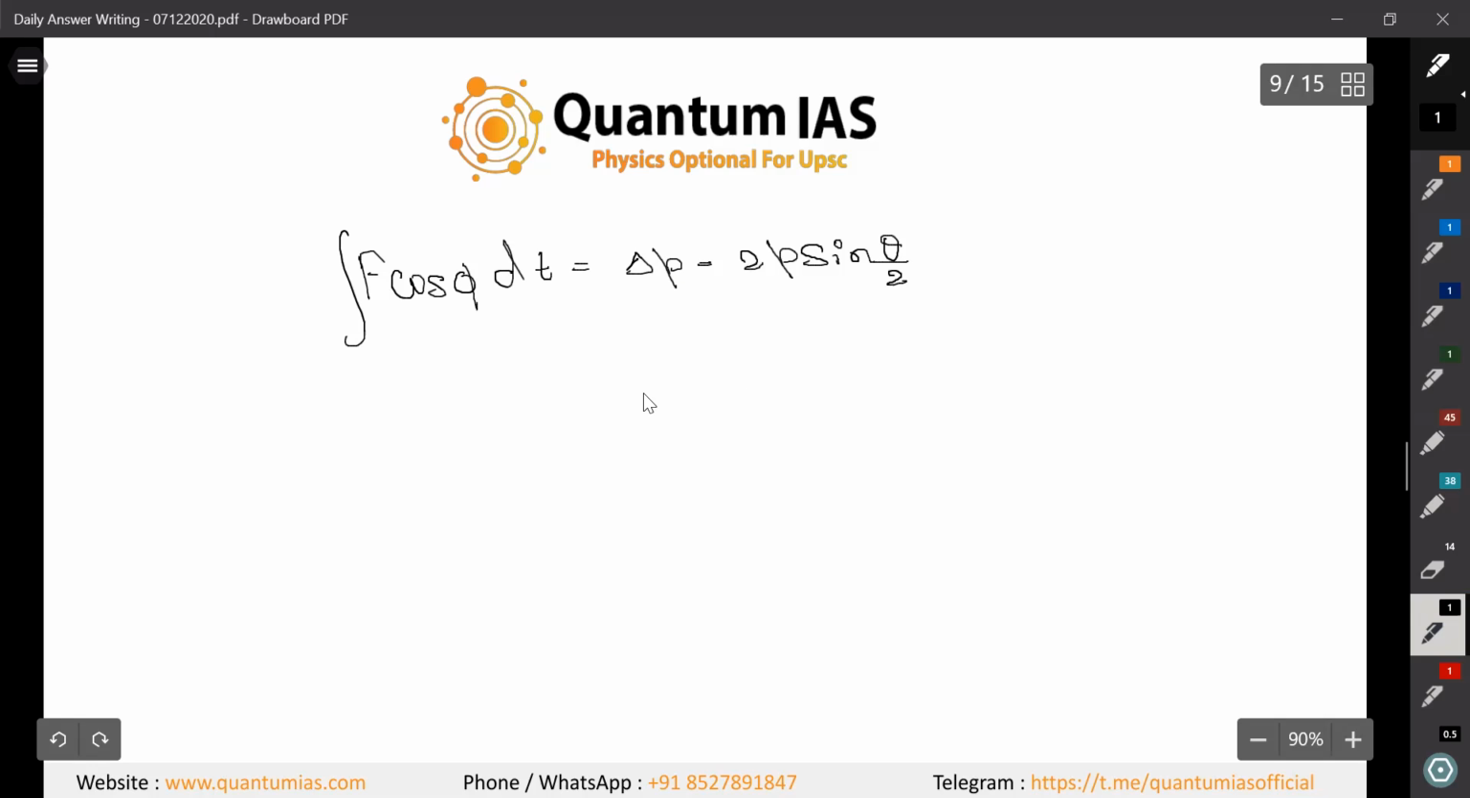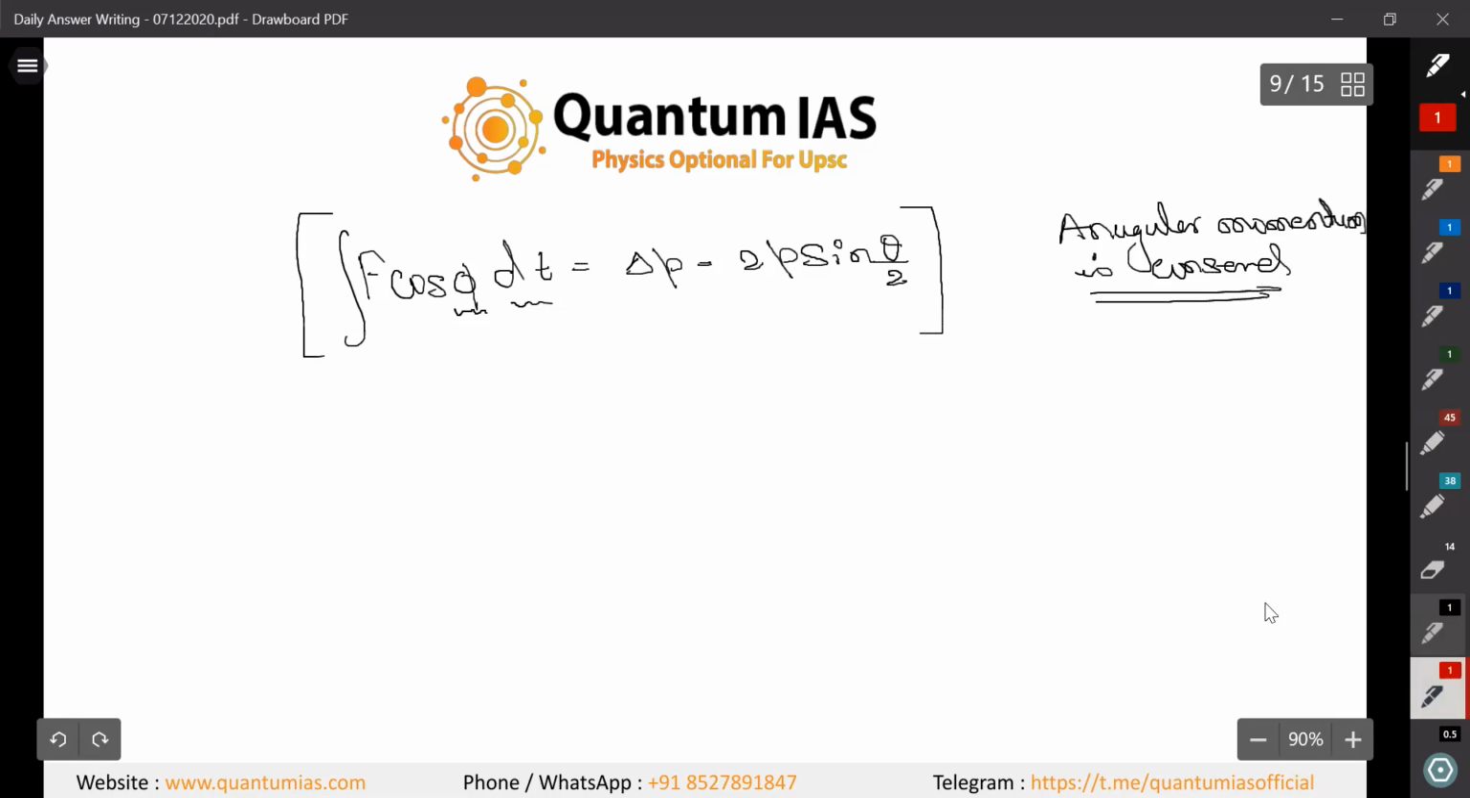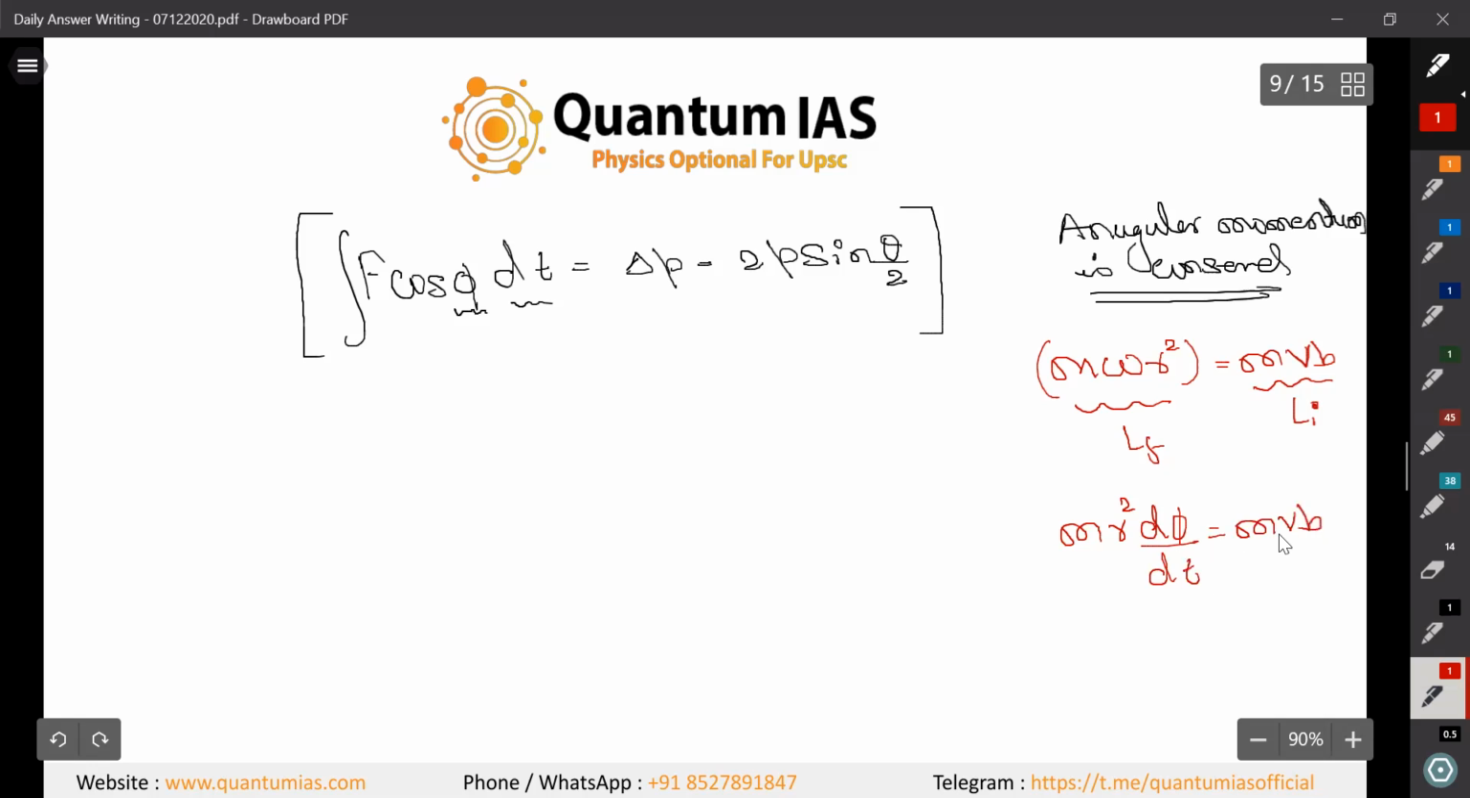Now here it is phi and here it is theta, so we need a relation between phi and theta. So now comes the part of angular momentum. We know that angular momentum is conserved. So we can write m omega r squared is equal to mvb. This was the initial angular momentum, and this was the final angular momentum. Also, you can write this term as m r squared d phi by dt is equal to mvb. Why am I writing this?